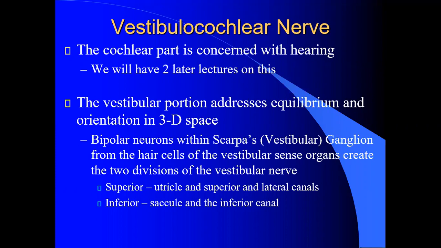Within the ganglion, the bipolar neurons synapse on the hair cells of the vestibular sense organs, that is the macula of the utricle and saccule, and the cristae ampullaris of the semicircular canal. So you really have two things coming in.